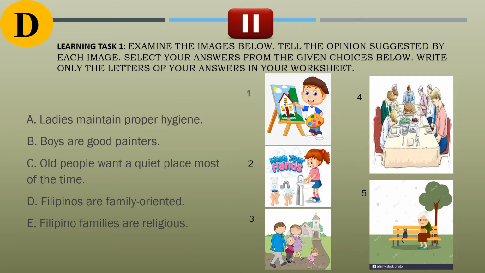So at this point, may I request everyone to please pause this video for maybe 5 minutes and let's do learning task number 1. You need to examine the images below and tell the opinion suggested by each image. Select your answer from the given choices below. Write only the letters for answers in your worksheet.